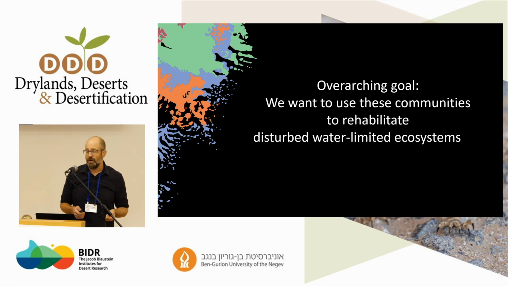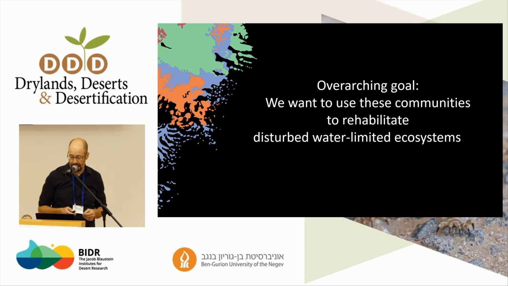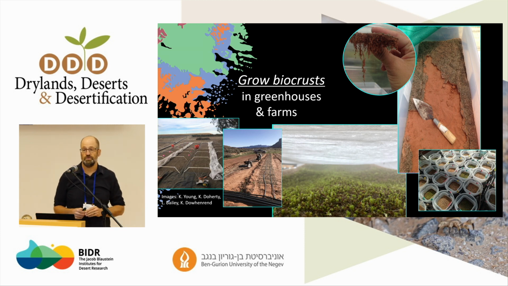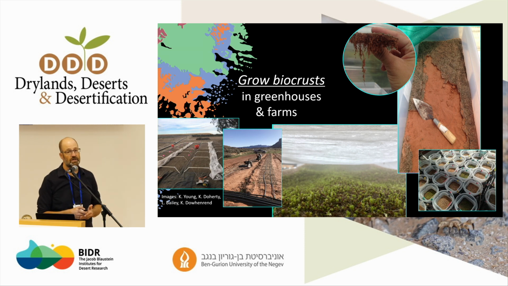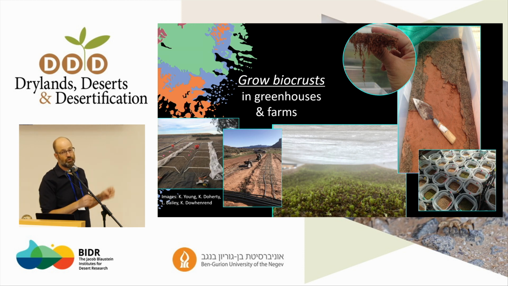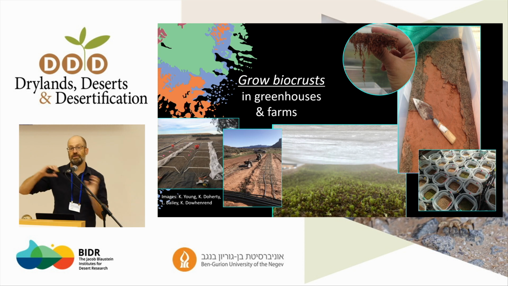So in my group, in this research program, our overarching goal is to use these communities to rehabilitate degraded water-limited ecosystems. And the first step in this process is to grow biocrusts on demand. We have a few ways of doing this. We do it in a few different systems in greenhouses. These are some of our greenhouse methods here. And we've also been experimenting with outdoor farms, like little farms, to grow biocrusts. I don't want to focus on the growing part today. I want to focus on putting them into the environment.